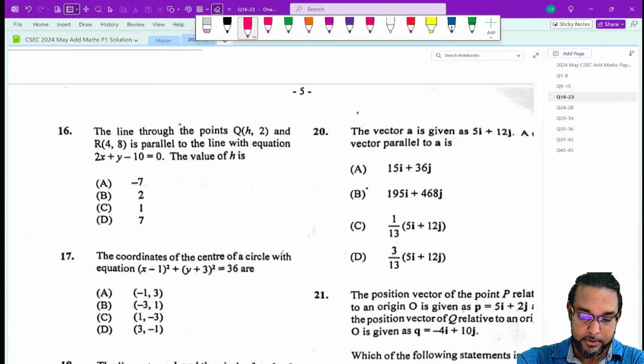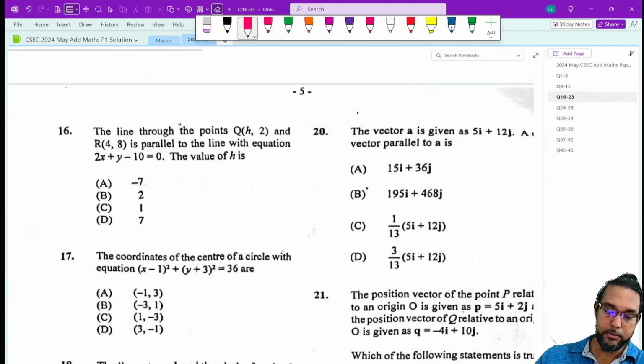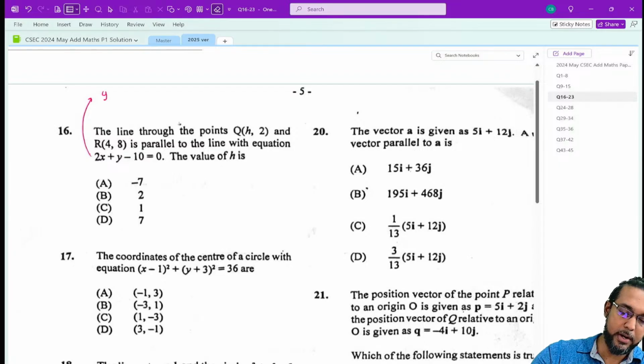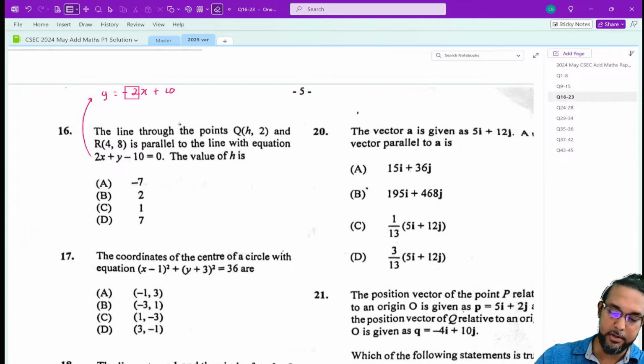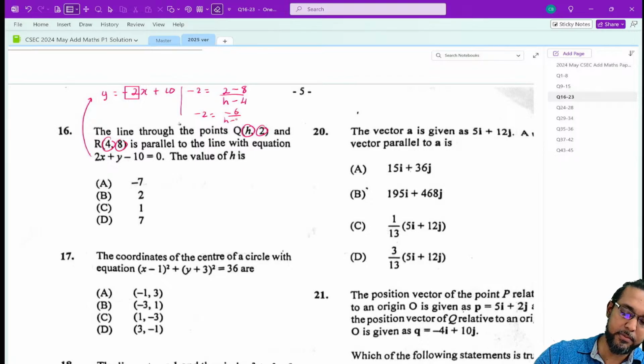Okay, cool. So if we put this in the form y equals mx plus c, we'll have y is equal to minus 2x plus 10, which makes -2 the gradient. Now, as we know, the gradient of a linear function can be given by y2 minus y1 over x2 minus x1. So we're going to have 2 minus 8 all over h minus 4. That gives us -2 is equal to -6 over h minus 4.